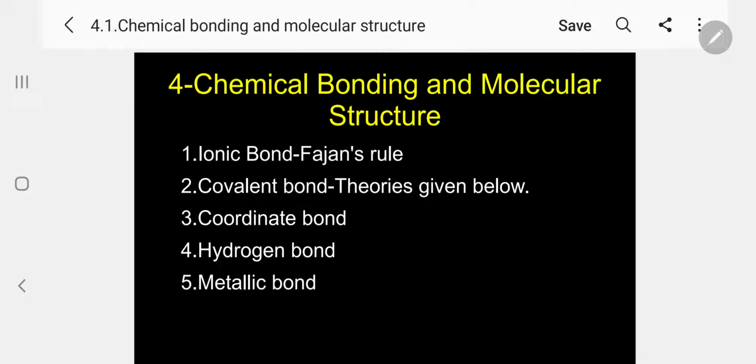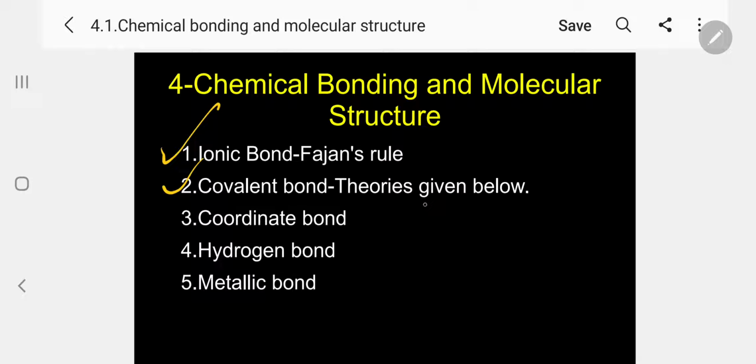If you want to answer all the questions from chemical bonding and molecular structure, what are the topics you have to study? First one, ionic bonding. What is ionic bond? What are the characteristics of ionic bond, characteristic properties of a molecule containing ionic bond? And under this, Fajan's rule. And second, you have to study covalent bond. What is covalent bond? Characteristics of properties containing covalent bond you have to study. Also, the most important is the types of covalent bond you have to study.